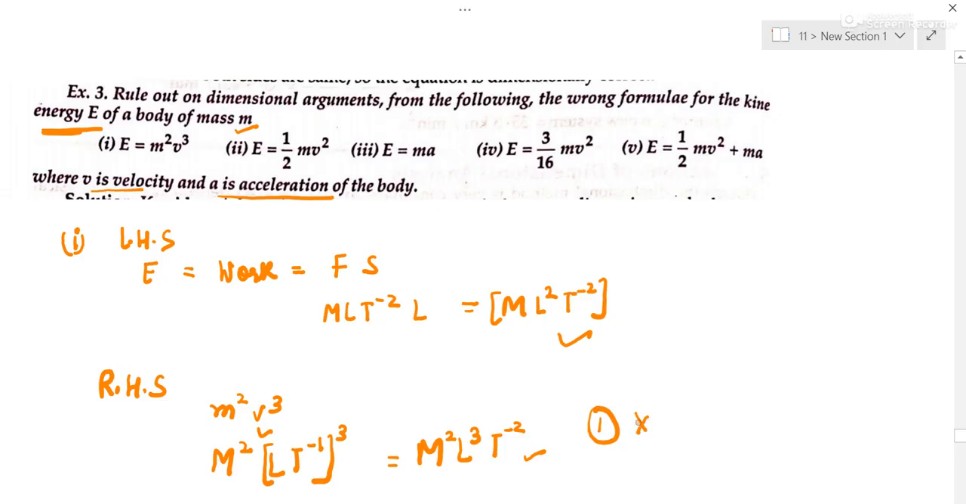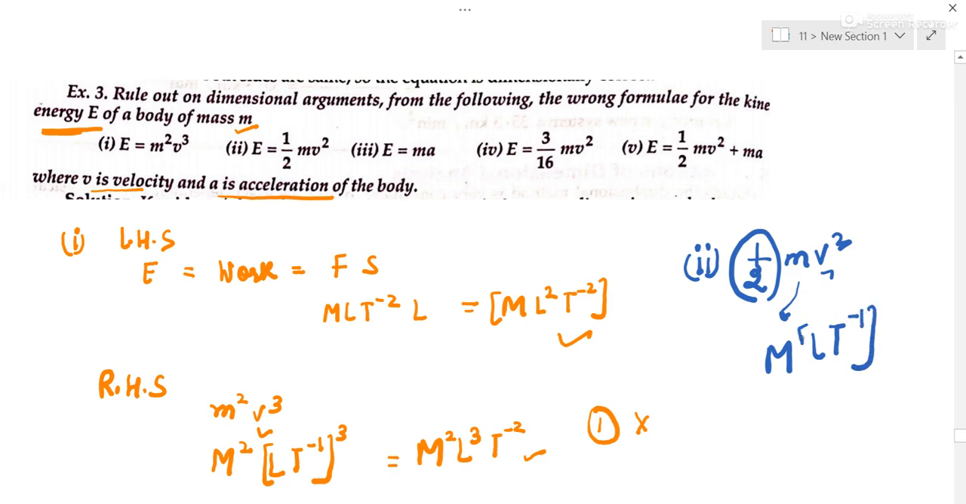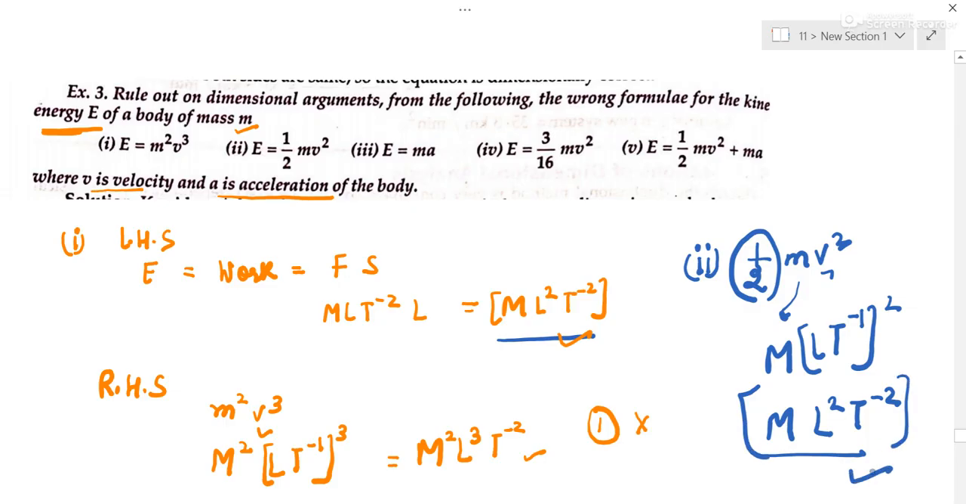Let us check for second. It is half mv square. So half is dimensionless. M will be written as is, velocity is LT minus 1 to the power 2. So it is L square T to the power minus 2. So left hand side is equal to right hand side. So yes, this is consistent.